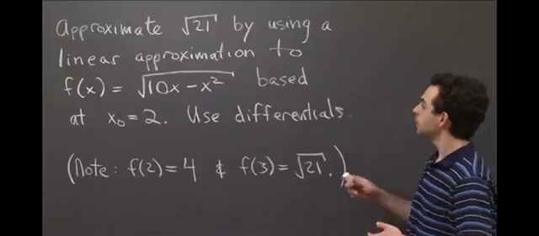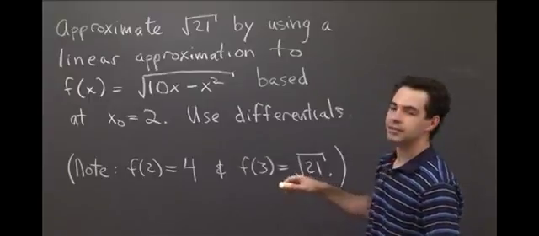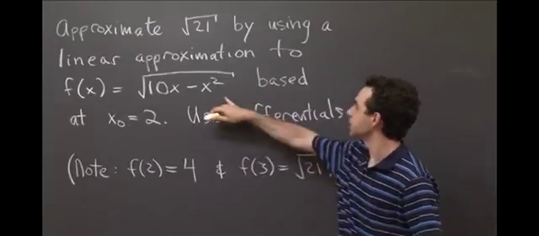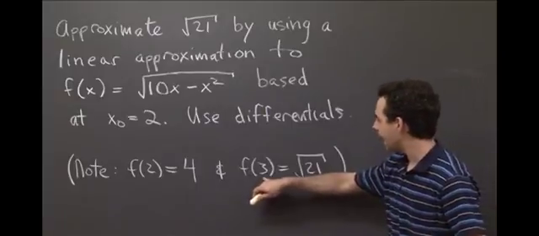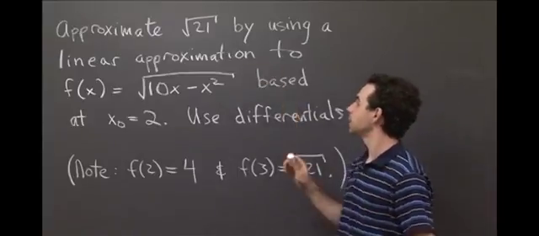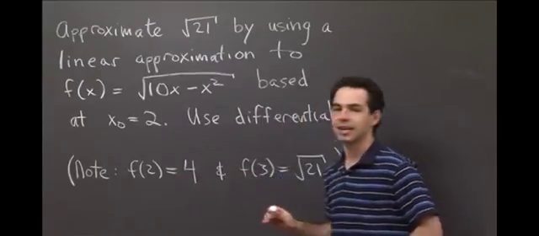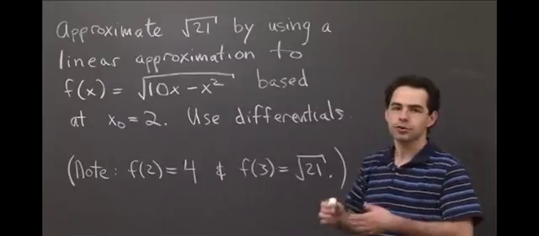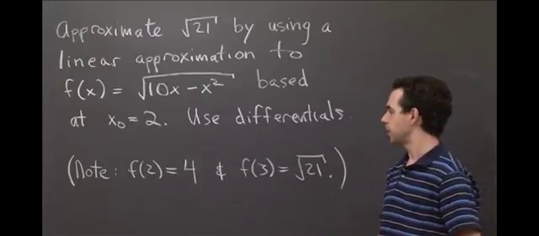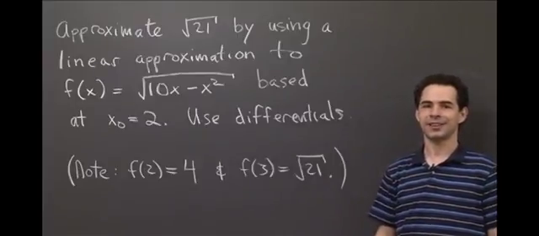The way I'd like you to do that is by using a linear approximation to the function f of x equals the square root of 10x minus x squared, based at the point x0 equals 2. Why are we using this function to approximate square root of 21? Because at 3, f of 3 is exactly equal to the square root of 21. So to approximate square root of 21 means approximate the function value at 3. This function has a nice value at x equals 2, so we can use the linear approximation at 2 to compute an approximation to the function at x equals 3. So why don't you take a couple of minutes, work this out, come back, and we can work it out together.